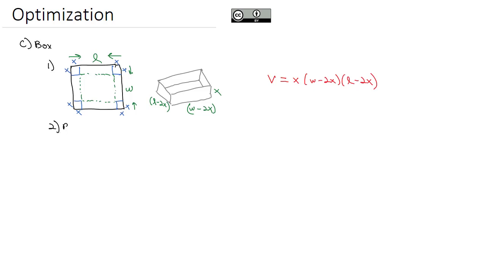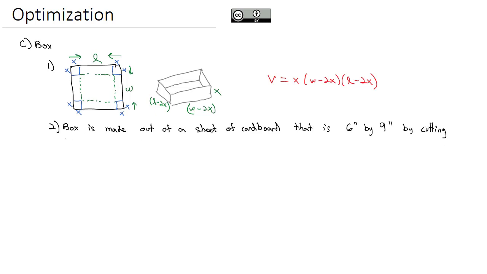So if I'm going to take a box to be made out of a sheet of cardboard that is 6 inches by 9 inches, by cutting squares out of the corner, like we did in the picture above here, what size square will maximize the volume?